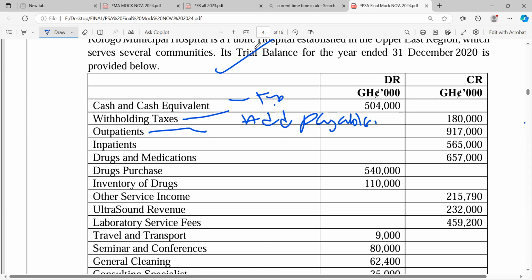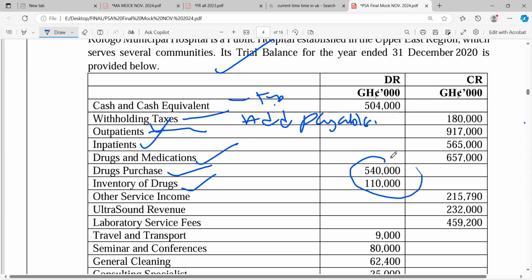IGF, inpatients, also IGF, all these IGF, drugs and medication, IGF, drug purchases. Goods and services again. It's goods and services.